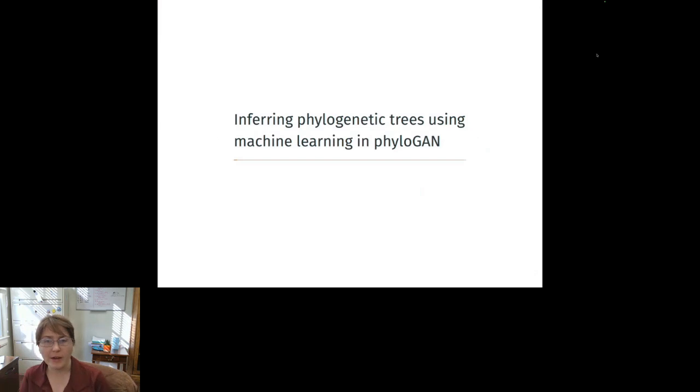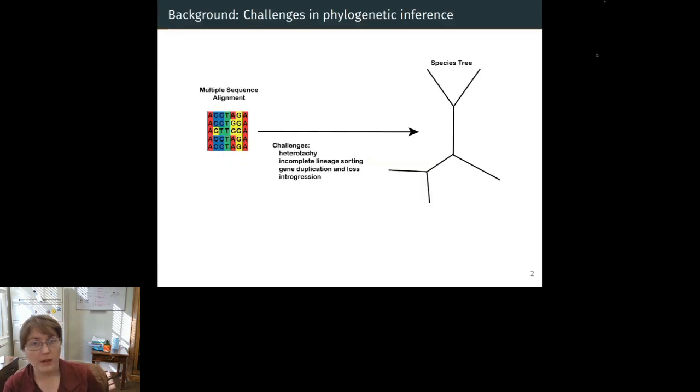Okay, so to start with, how can we infer phylogenetic trees using machine learning approaches? There are several challenges that arise when we try to infer a species tree from a multiple sequence alignment. These include things like heterotachy, where we have variation in rates of evolution, incomplete lineage sorting, where gene trees might disagree with the species trees and each other, gene duplication and loss, and introgression. All of these things add heterogeneity to our data and make inference more challenging. And using model-based approaches that can accommodate all of these different processes is not always tractable.